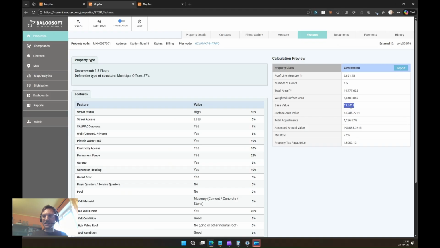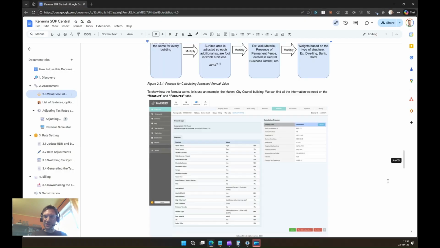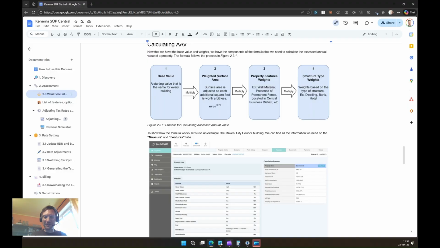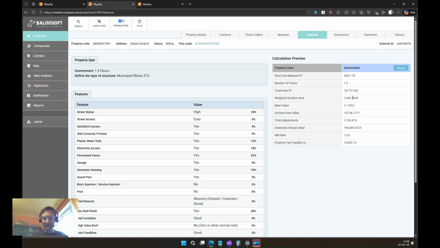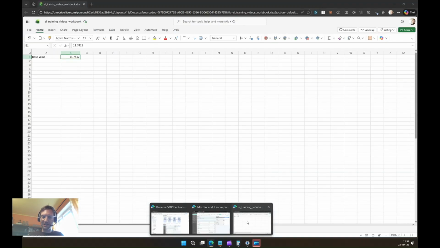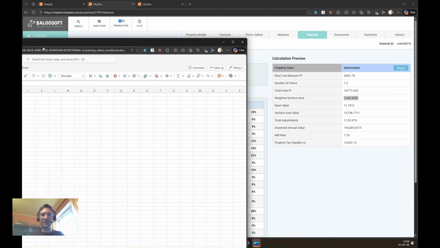And then the next thing we need is our weighted surface area. So, if we look at our formula, after base value, we need the weighted surface area. If I look at MobTax, I see the weighted surface area value here, 1,340.3045. This is different for every building. This one is unique. Each building will have a different weighted surface area depending on the area of the building. If we want to understand how to calculate the weighted surface area, we can do that. We don't have to, but we can.